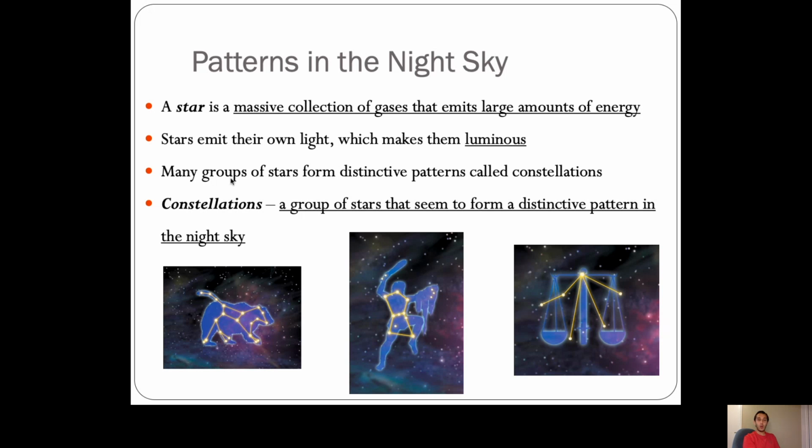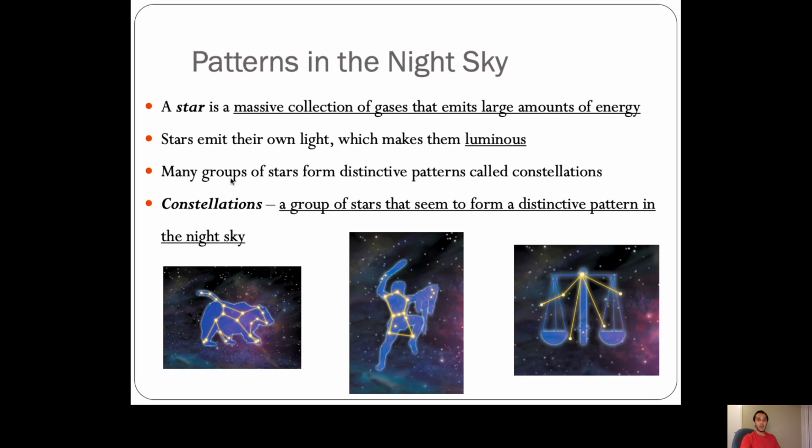Okay, so what is a star? It is a massive collection of gases that emits large amounts of energy. It glows. Stars emit their own light. We call them luminous because they emit their own light. Now, what we do is we look at those stars, and in our mind we create patterns with the way those stars are arranged. We call those patterns constellations. They are groups of stars that seem to form a distinctive pattern in the night sky.